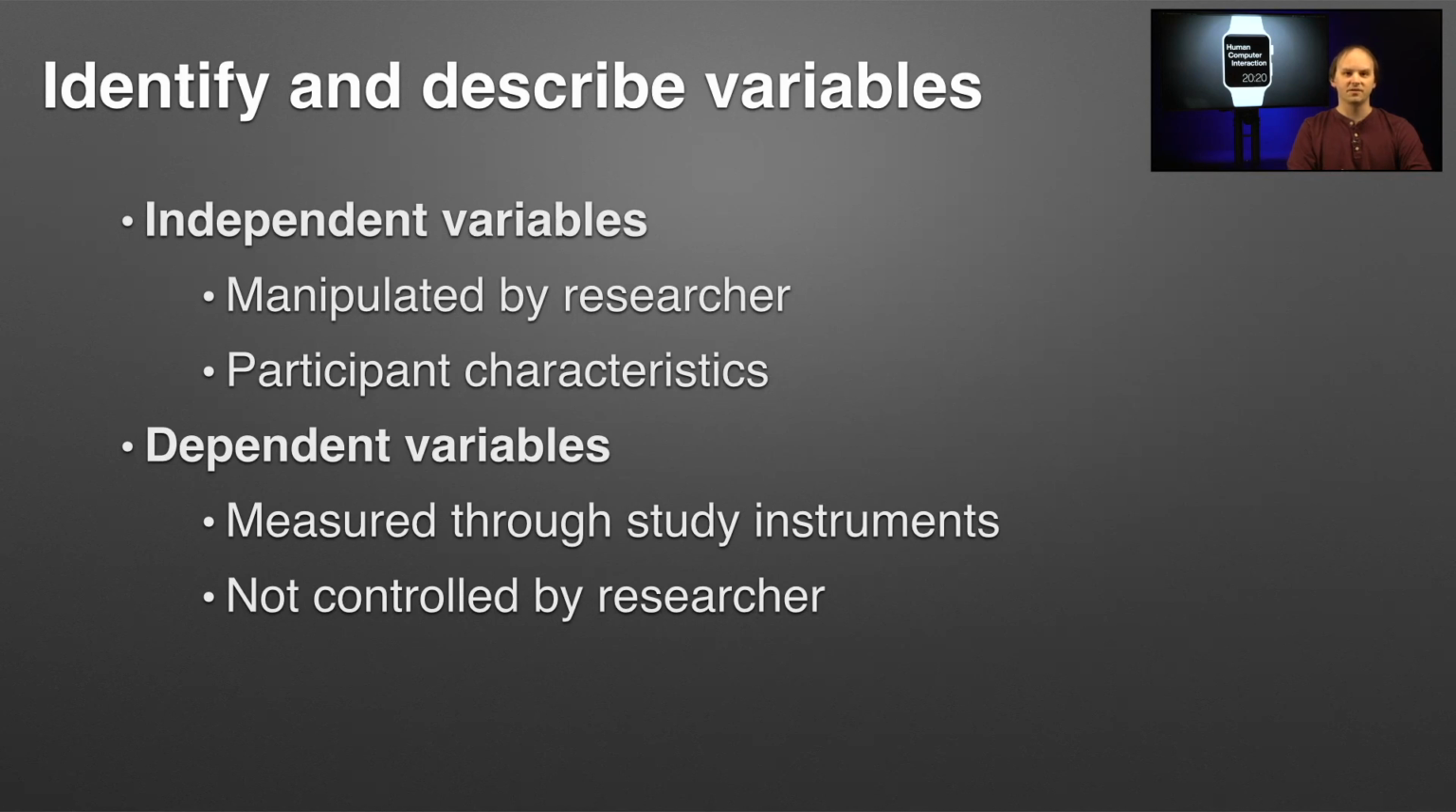Those are the characteristics that the participants bring with them. Now, we can't control those or manipulate those unless we recruit specific people. But they're independent things, and we should take them into account in some cases. Now, on the other hand, the dependent variables are the thing that we're measuring. So in a lot of cases, this is like, how long did it take the user to click that button?